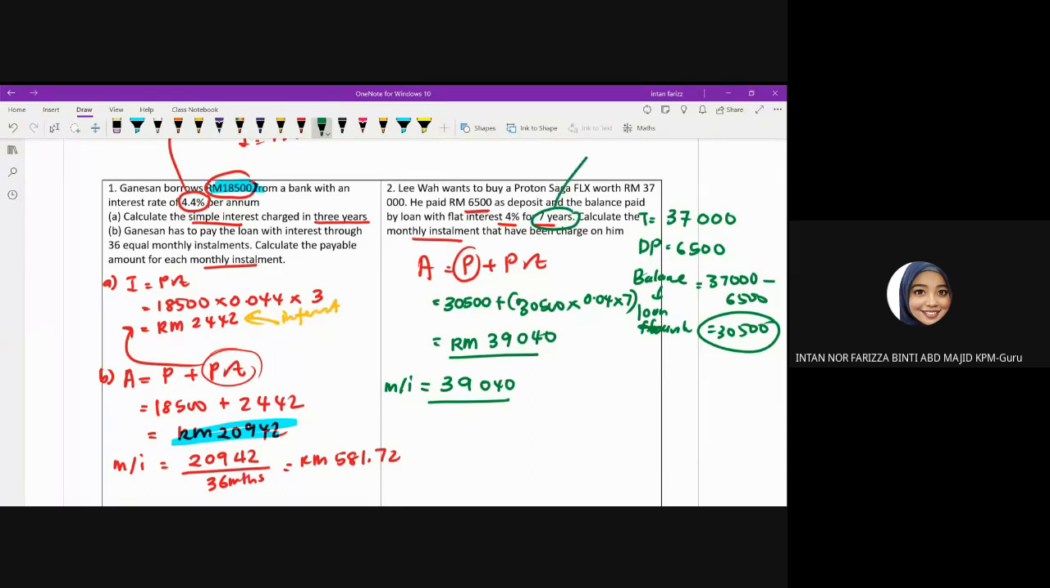So how many months in that 7 years? 12 times 7 lah, right? So 12 times 7 will give us 84. So you press the calculator. You get RM464.76. Okay, so far boleh?